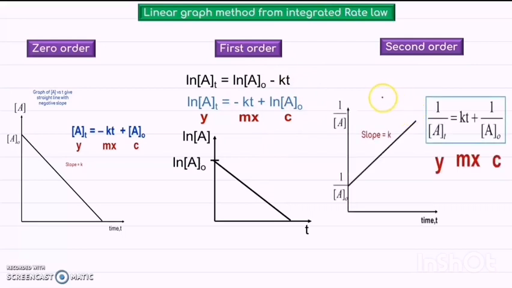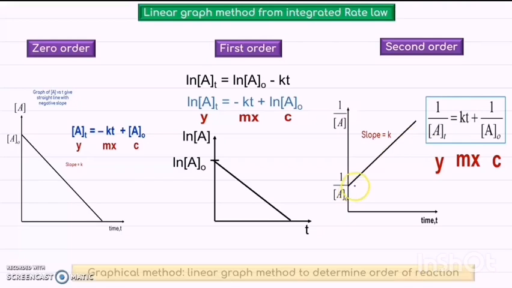While for the linear graph method, to prove that your reaction is second order, you plot graph 1 over A versus t. If you get a straight line with positive slope, your reaction is second order. So, this graphical method is called the linear graph method to determine order of reaction.